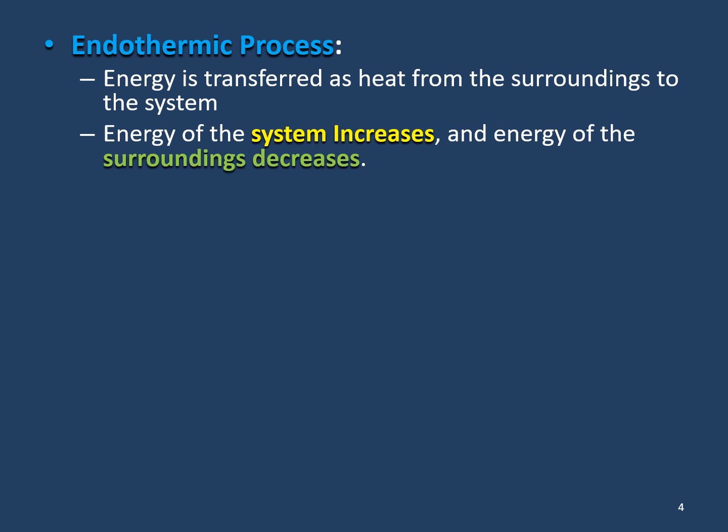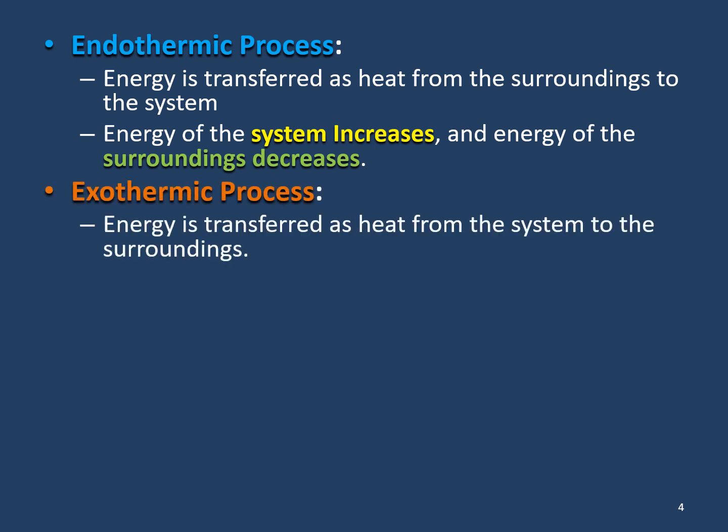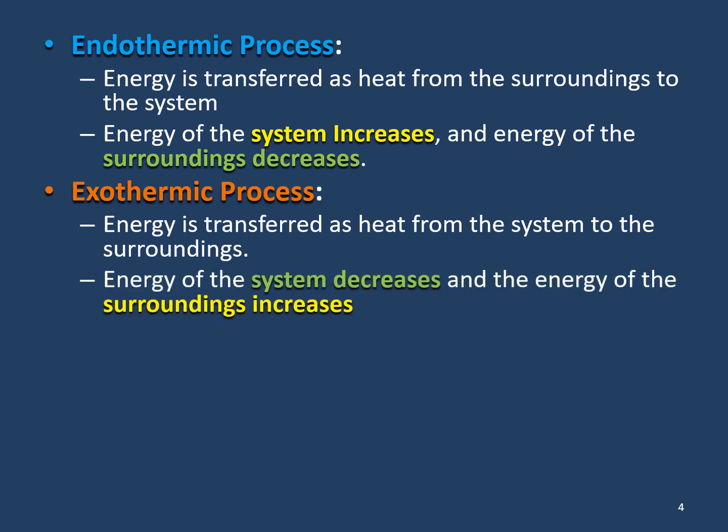The opposite of endothermic is known as exothermic processes. In this scenario, energy is being transferred as heat from the system to the surroundings. This is that second example on the previous slide. Energy is leaving the system and going to the surroundings. This means that the energy of the system is decreasing while the energy of the surroundings is increasing.